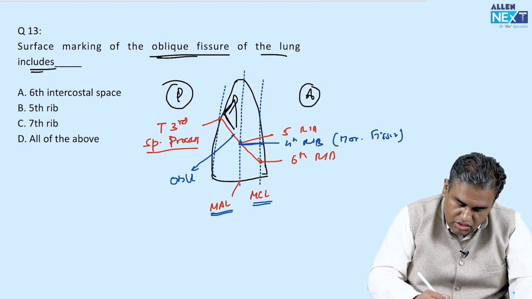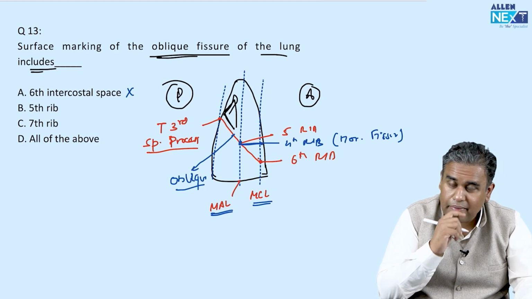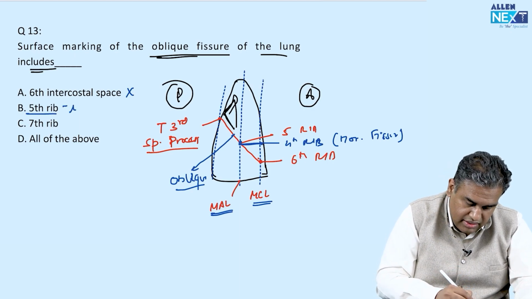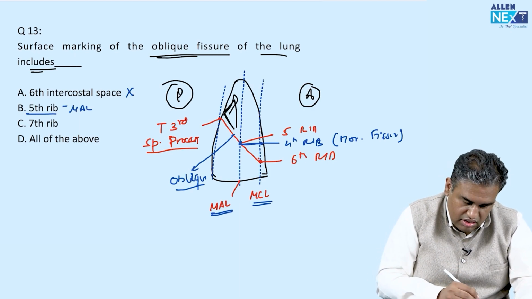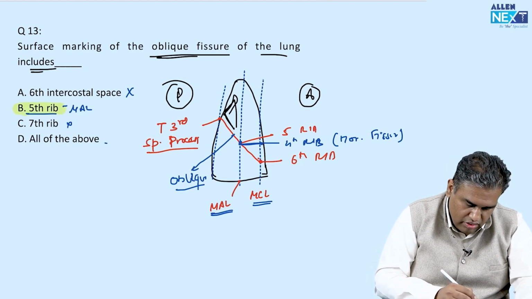Now, if you look at the options over here, 6th intercostal, no, it was 6th rib. 5th rib, yes, in the mid-axillary line we have the 5th rib, so that looks like the option. 7th rib, no, it is not related to it. And all of them, no, not all of them. So the answer will be option B.